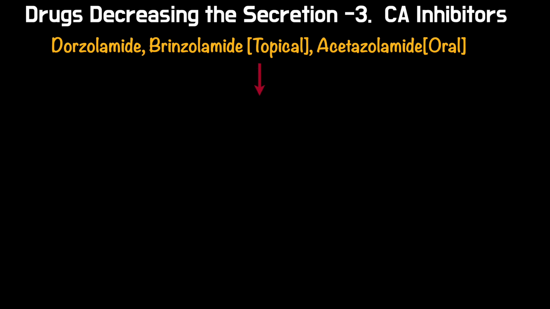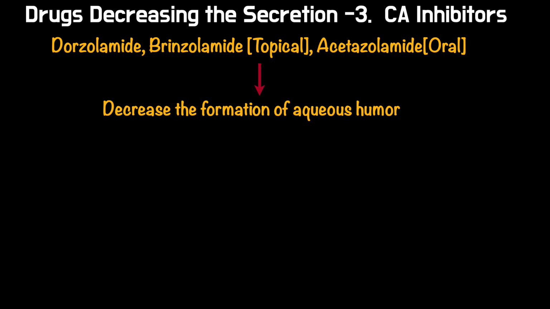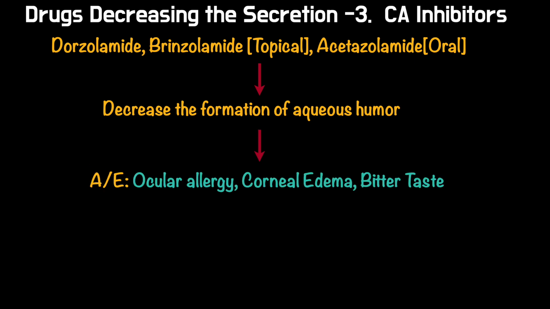So acetazolamide is, obviously, also used as a diuretic, and it has a very wide spectrum of functions. It is used in acute mountain sickness to increase the seizure threshold, obviously, right? In glaucoma, it decreases the formation of aqueous humor, and the adverse effects are ocular allergy, corneal edema, and beta test, and this can increase retinal blood flow. You have to remember this, right?